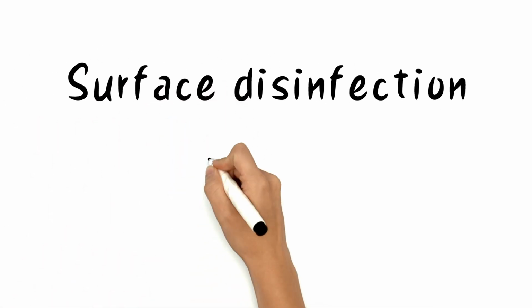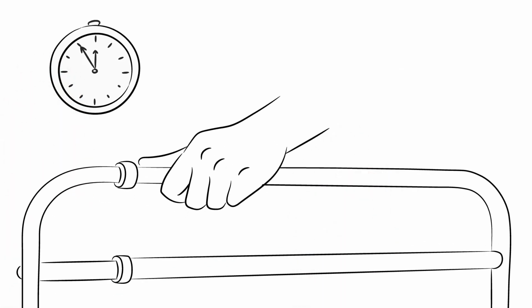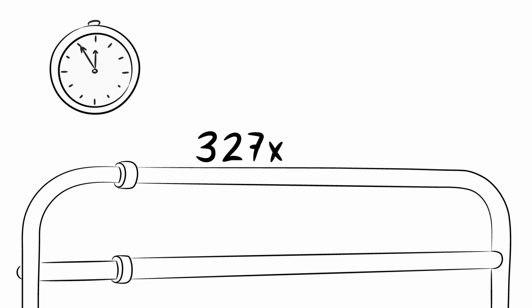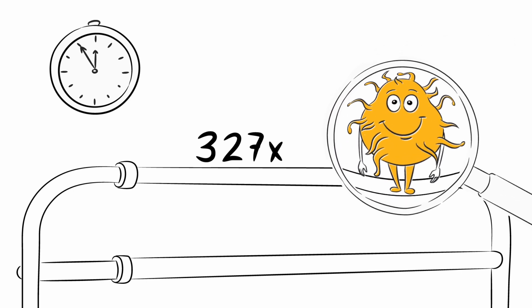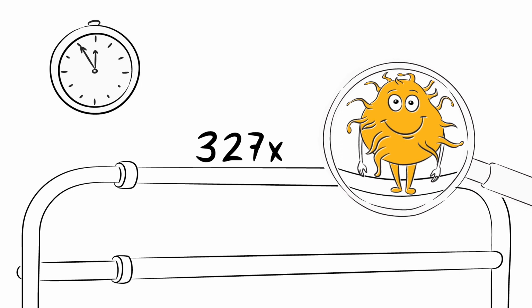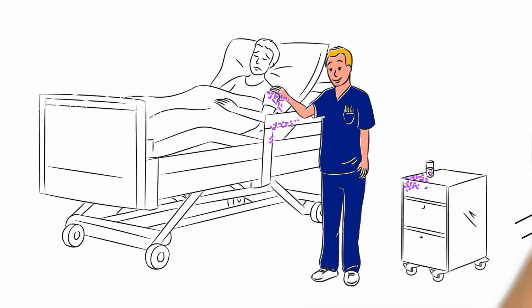Surface disinfection. Why? Over the last 24 hours, this handrail has been touched 327 times. Let's take a closer look. A contemporary of ours called Staphylococcus aureus can survive a full 7 months on the handrail, and from there reach patients through skin and hand contact.